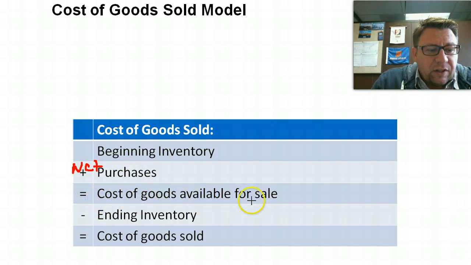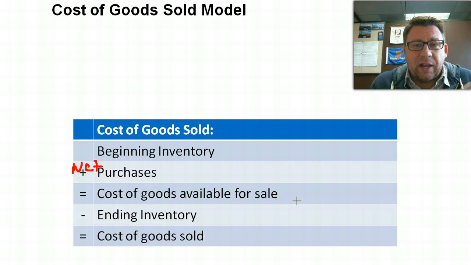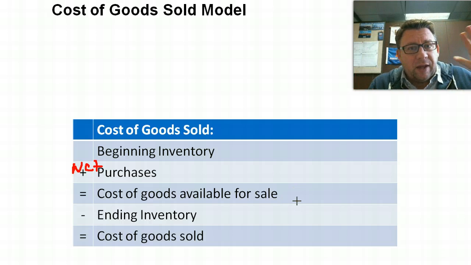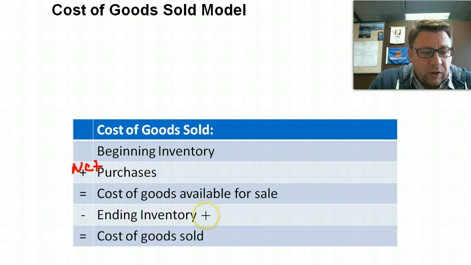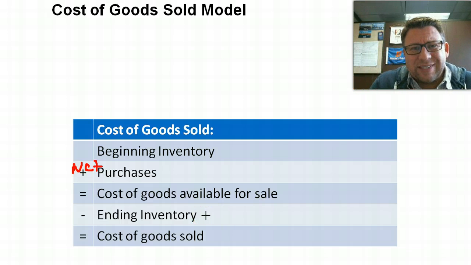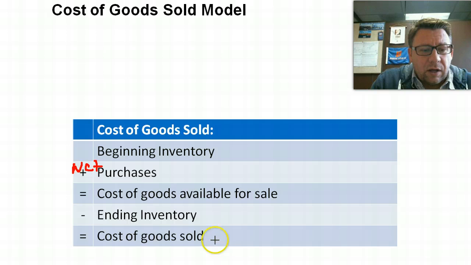That equals the cost of goods available for sale, meaning that's everything we can sell. And I think that might make sense to you, right? Everything we have on hand plus everything we bought is all we can sell. Then, at the end of the month, we have to physically go and count our inventory. How much inventory do we still have? If I subtract that from what I had available for sale, what I am left with is what I sold, and that is cost of goods sold.